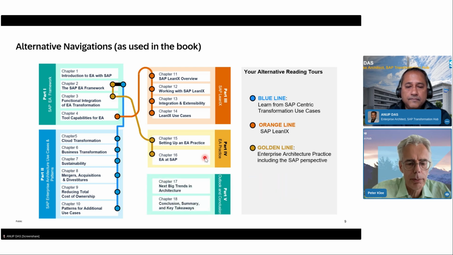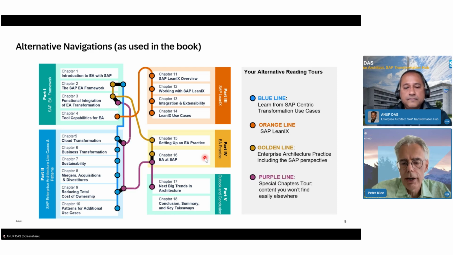They could be probably rewritten every 12 months or every 6 months with the dynamics on AI and whatnot. And we end up with a conclusion and the summary. And the purple line, I think it's a little bit of a highlight of special chapters in the book.